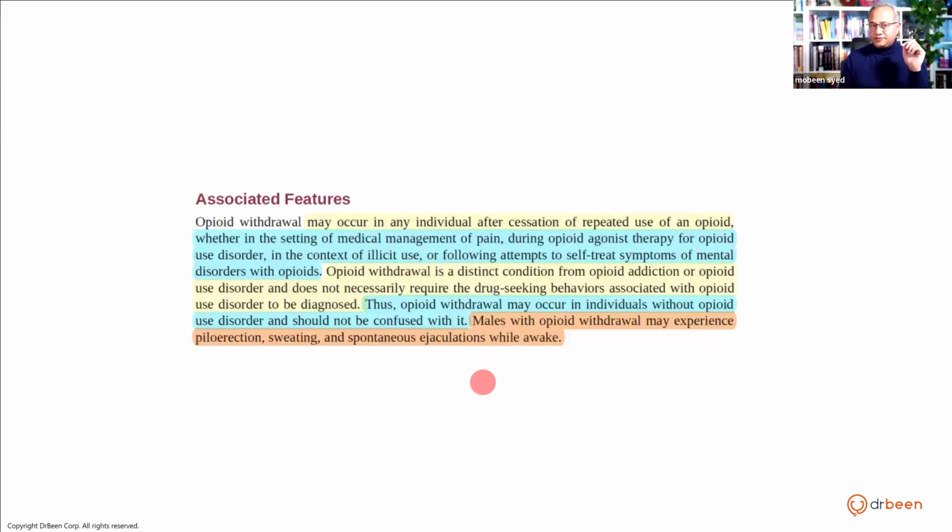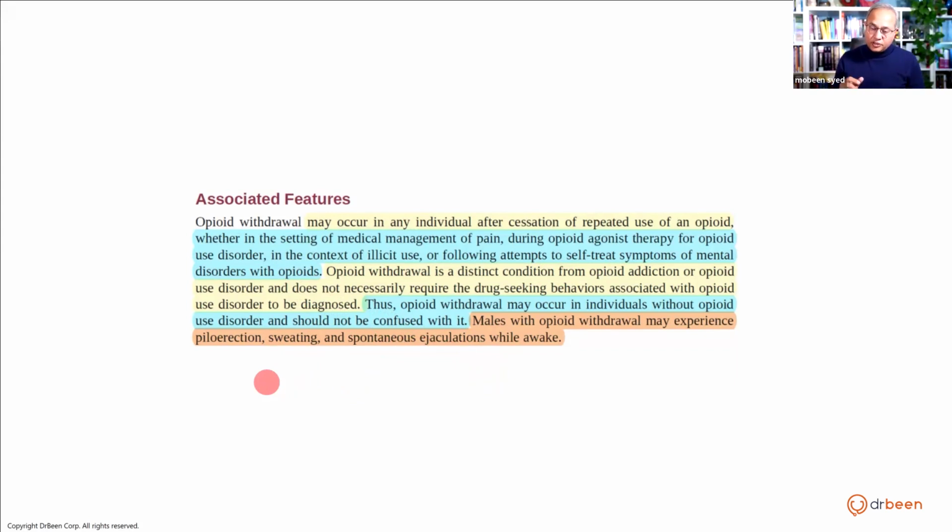Now, associated features. Opioid withdrawal may occur in any individual after cessation of repeated use of an opioid, whether in the setting of medical management of pain, during opioid agonist therapy for opioid use disorder, in the context of illicit use, or following an attempt to self-treat symptoms of mental disorders with opioids. Opioid withdrawal is a distinct condition from opioid addiction or opioid use disorder and does not necessarily require the drug-seeking behavior associated with opioid use disorder to be diagnosed.